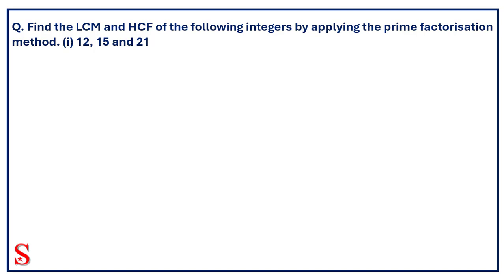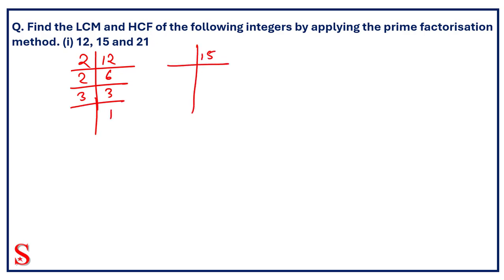Now here we have to find out the LCM and HCF of three numbers. Alright, so the first number here is 12, and then 15 and 21. So first of all, we'll write the factors of all the respective numbers.